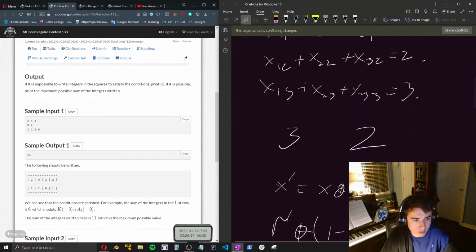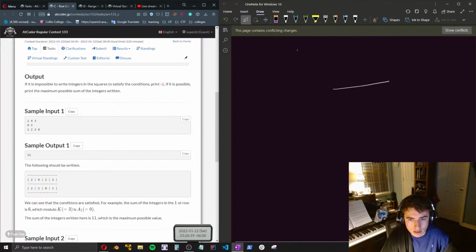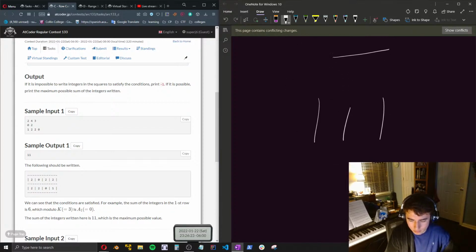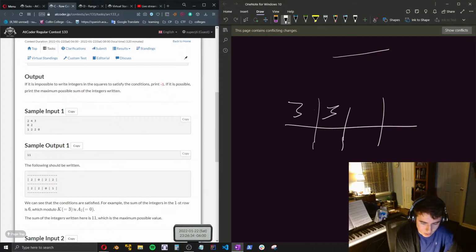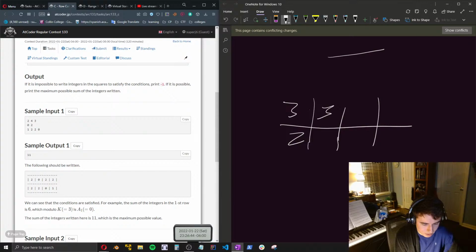Alright, let's see what it looks like. Let's create the grid. We have up here, we're doing 2, 2. No, this should be 3, 3. This should be what, 1? 3 XOR... what? 3 XOR 2 is 1. 3 XOR 1 is 2.